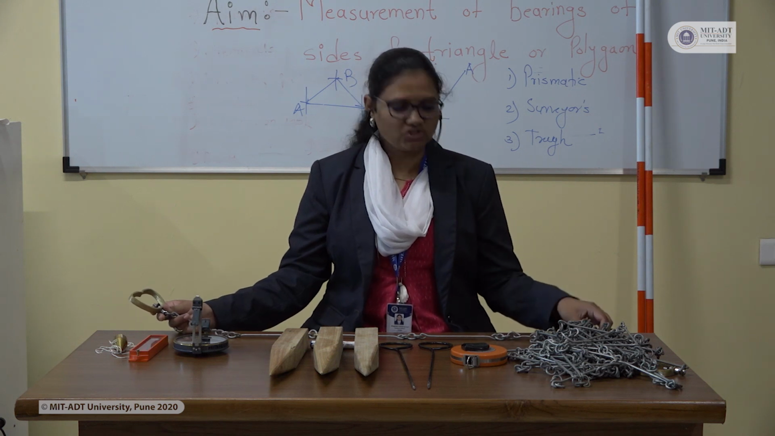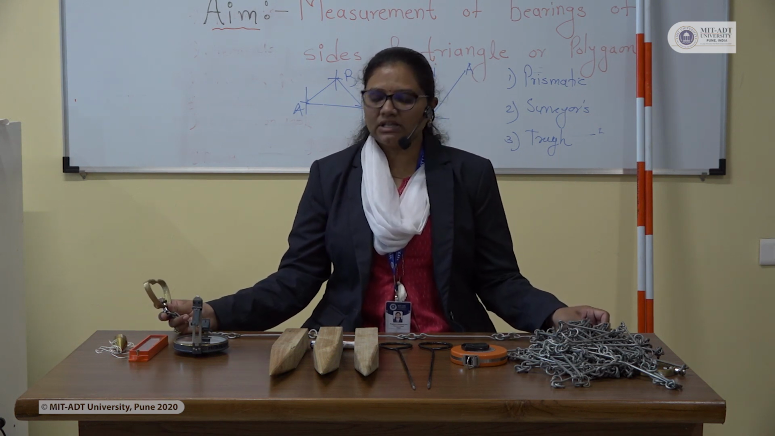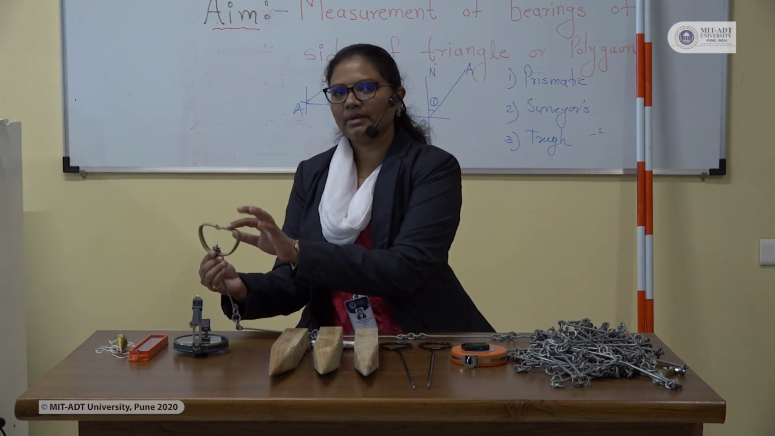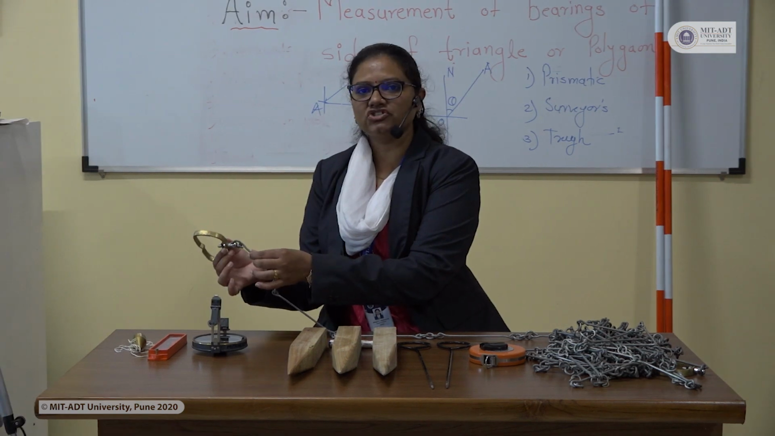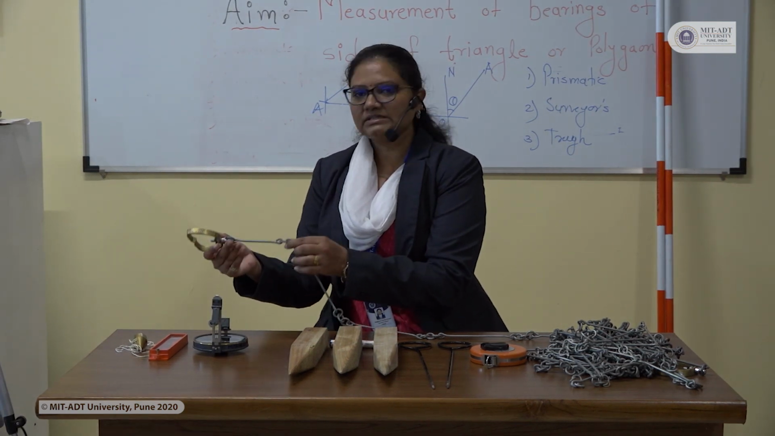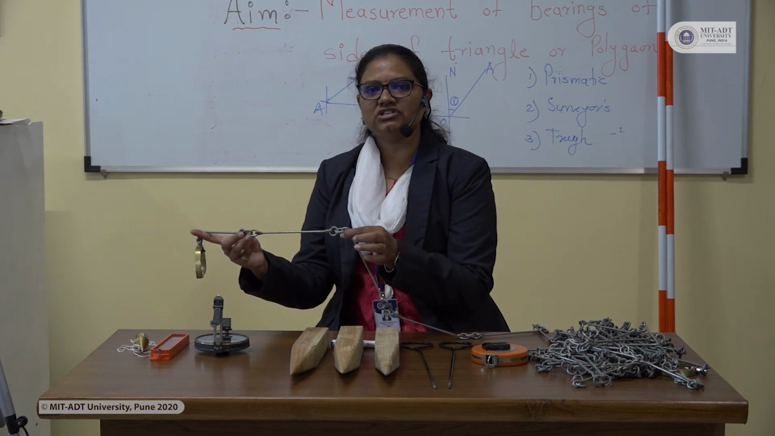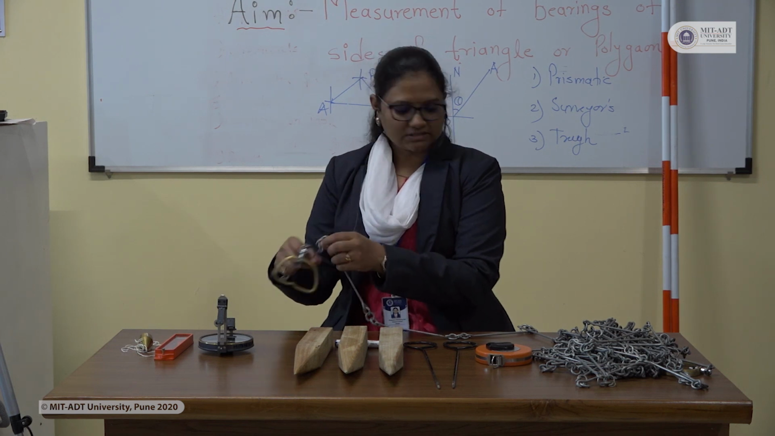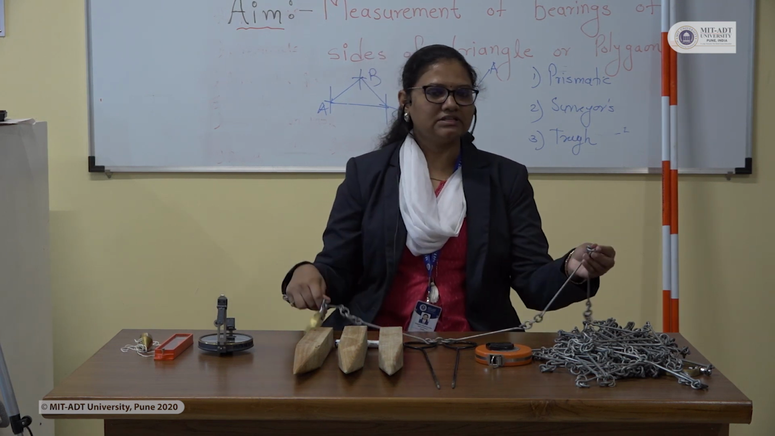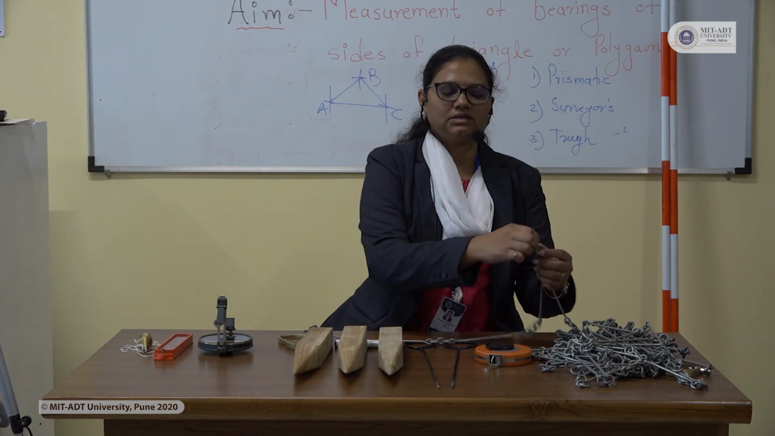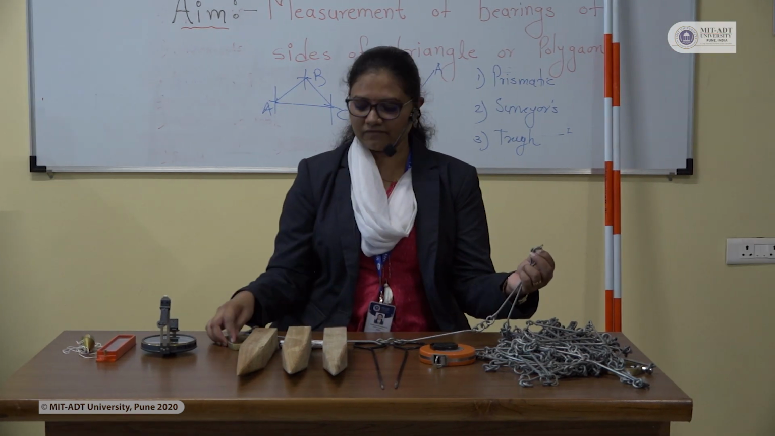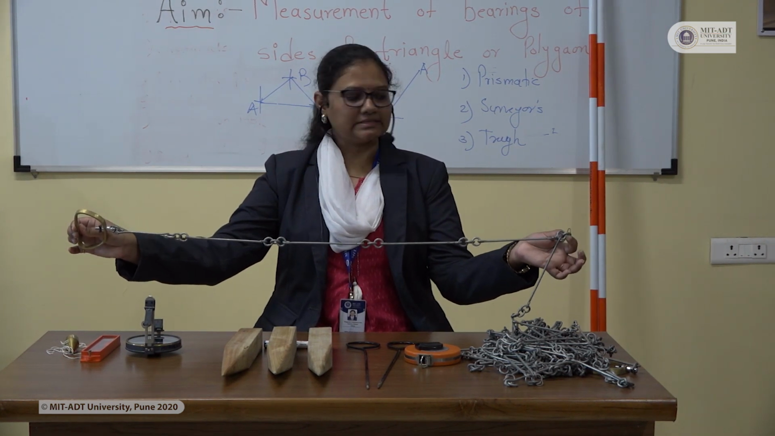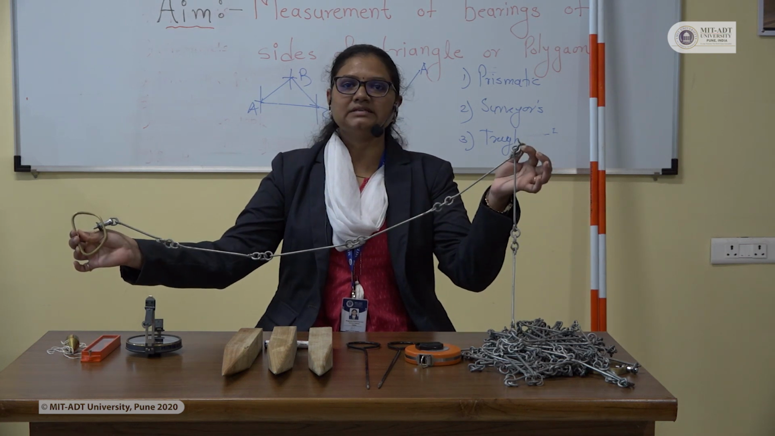Now I have this engineering chain. This engineering chain has a brass handle at its end. This is the brass handle; you can see it is attached to the end of the chain. Then we have these different links provided in the chain. One link is 20 centimeters, and at a distance of 1 meter we have a brass ring. This brass ring indicates that we have finished a distance of 1 meter.